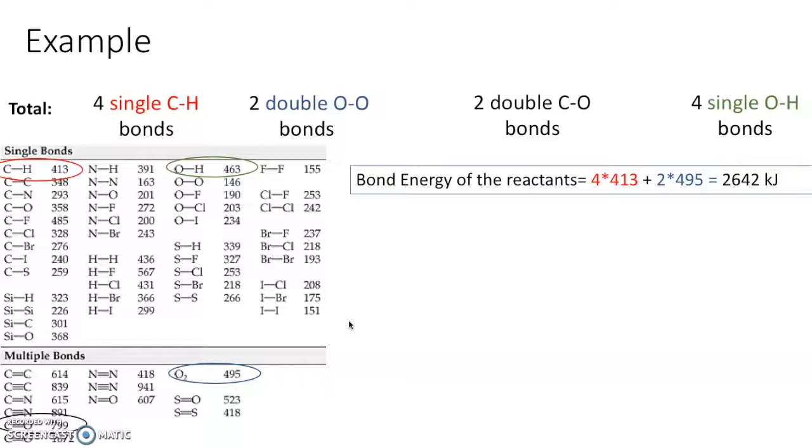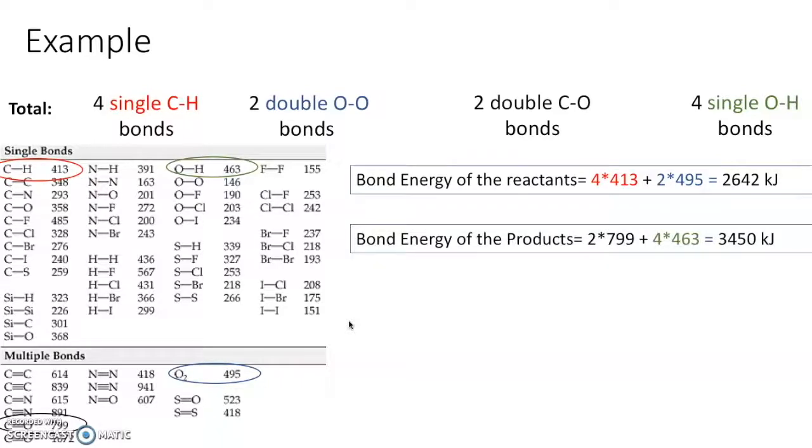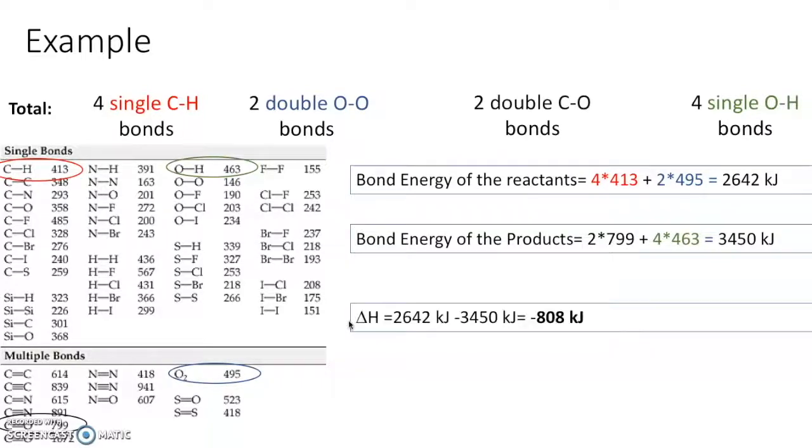If now we repeat the same process for the products. So products, we have 2 double CO bonds, so 2 times 799, and 4 single OH bonds, so plus 4 times 463, and that gives us a total of 3,450 kilojoules for the energy of the products, well, their bonds. And finally, we have our formula, which tells us that the enthalpy change can be approximated by the bond energy of the reactants minus the bond energy of the products. So we subtract the two values and we get negative 808 kilojoules.